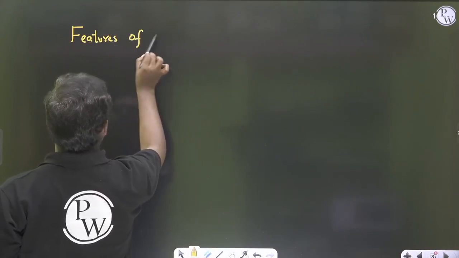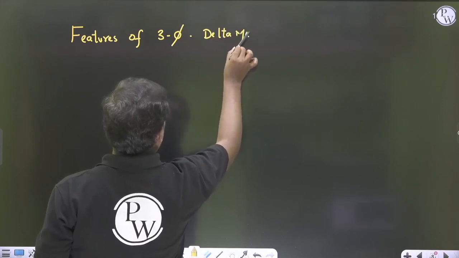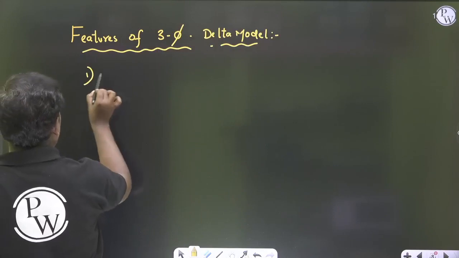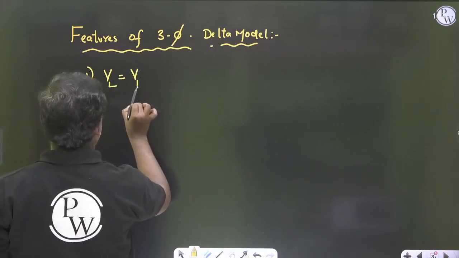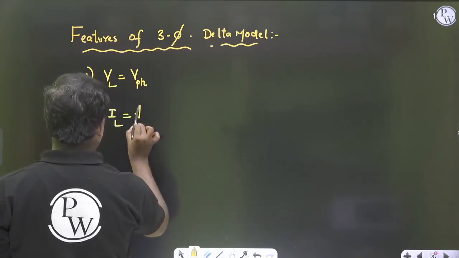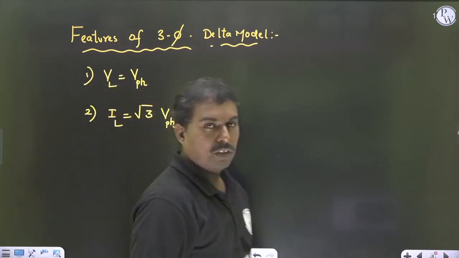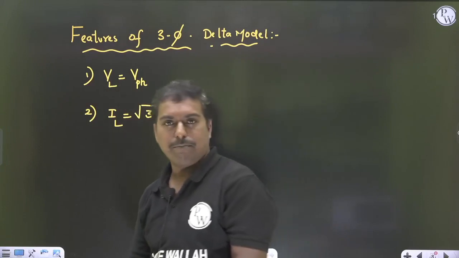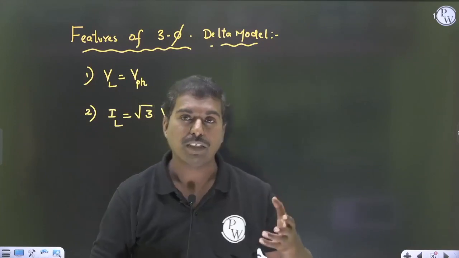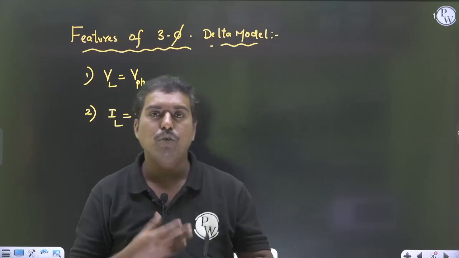The features of the three-phase delta model: the line voltage and the phase voltage are the same, but the line current and the phase current are not the same. Please remember these points clearly, because they are useful in solving problems related to the wattmeter. Keeping this in mind, now we'll move to the 2 wattmeter method.